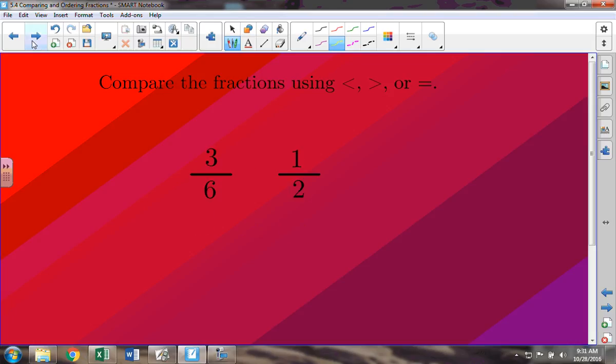Third example, multiply the main diagonal, 3 times 2, that gives us 6. Multiply the anti-diagonal, 6 times 1, that's 6. When we compare these then, because 6 equals 6, that tells us 3/6 is equal to 1/2.